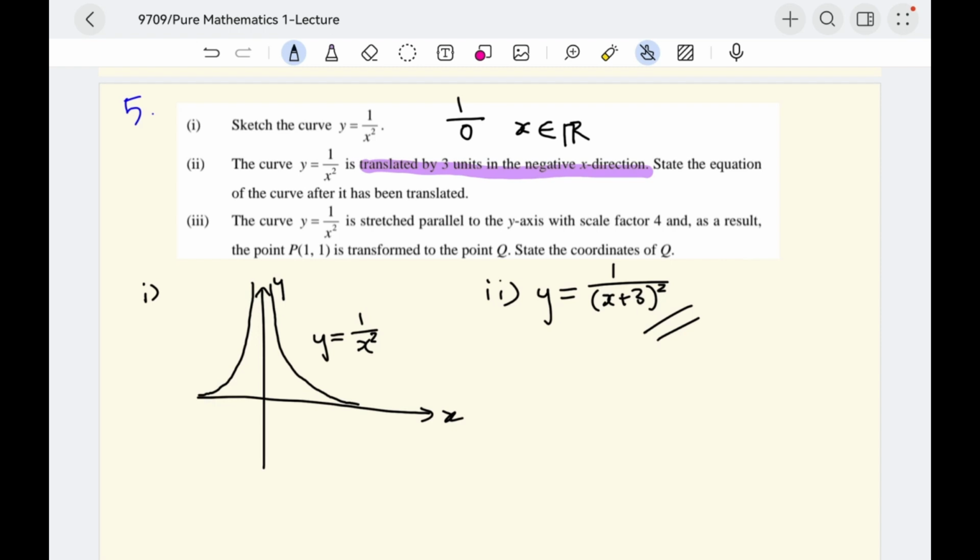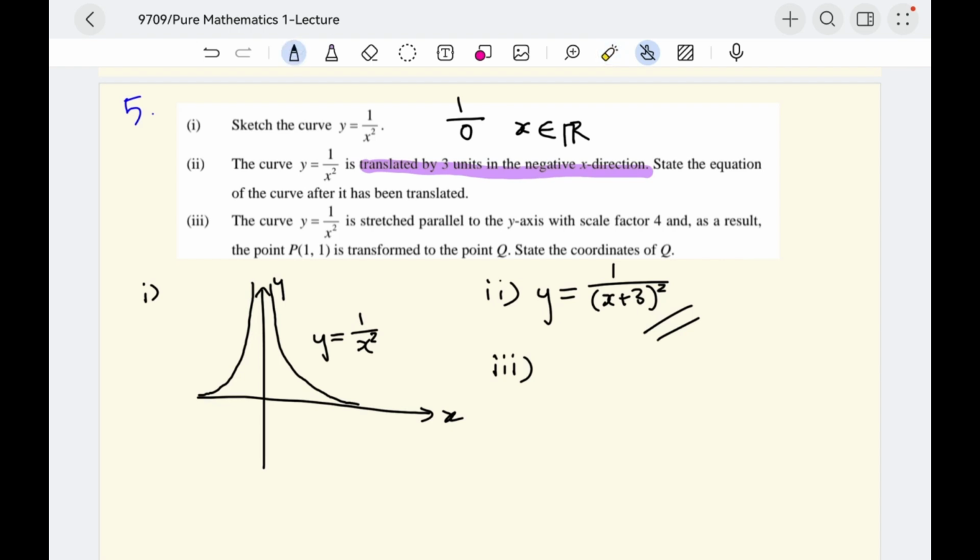Let's take a look at the third part. The curve y equals 1 over x squared is stretched parallel to the y-axis with a scale factor of 4. As a result, the point (1, 1) is transformed to the point Q. The question wants you to state the coordinates of Q.